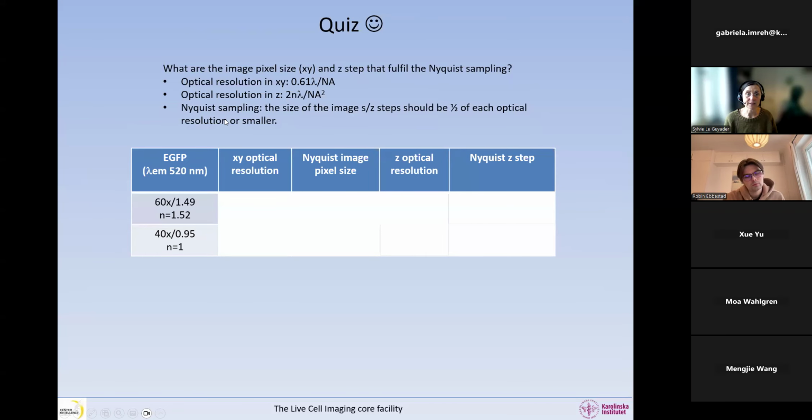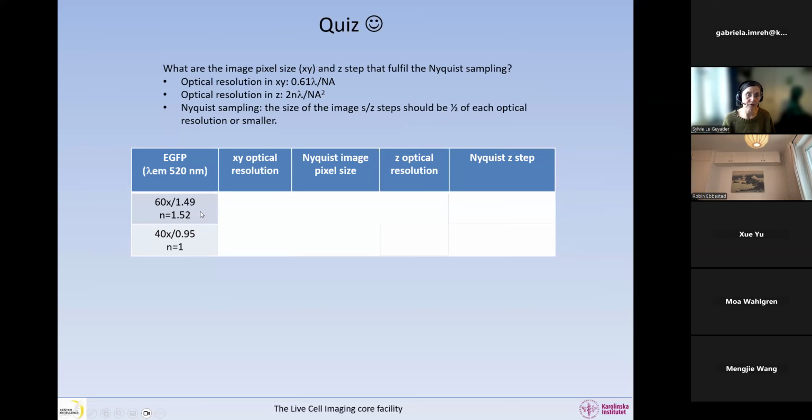Now we have a little quiz. What are the image pixel size in XY and the Z step that fulfill the Nyquist sampling? I remind you how to calculate the resolution in X, Y, and in Z. Then Nyquist sampling means the size of the image pixels, and the Z step, should be half of the optical resolution or smaller.